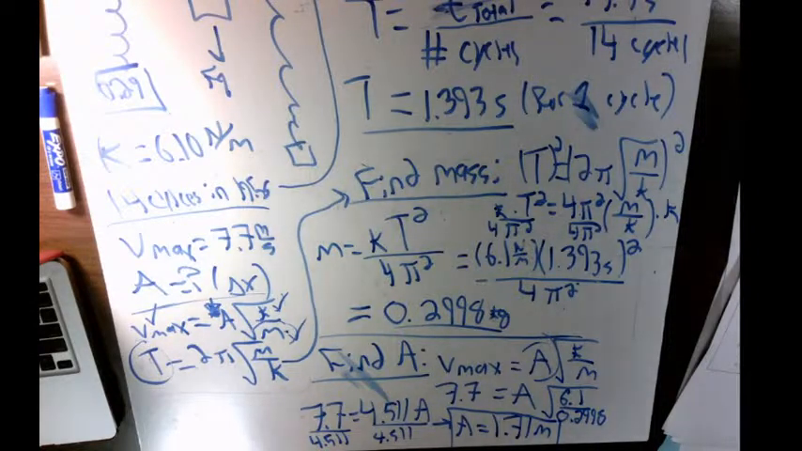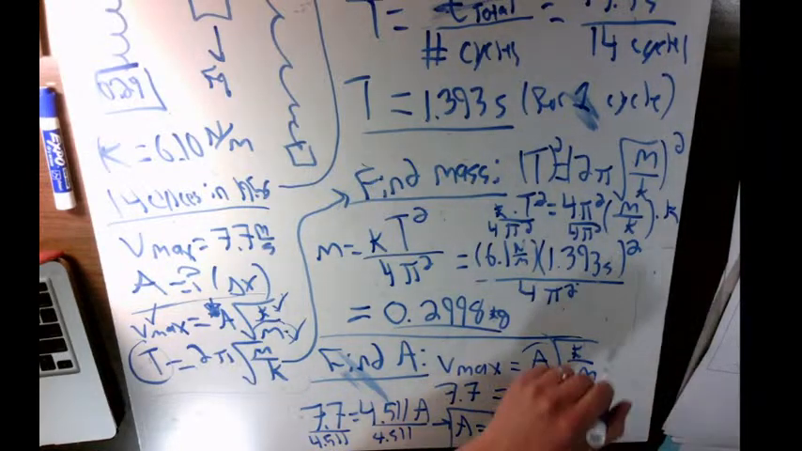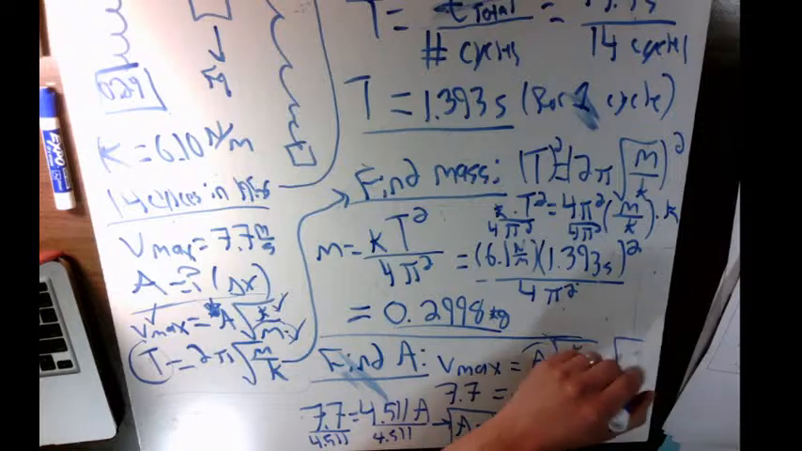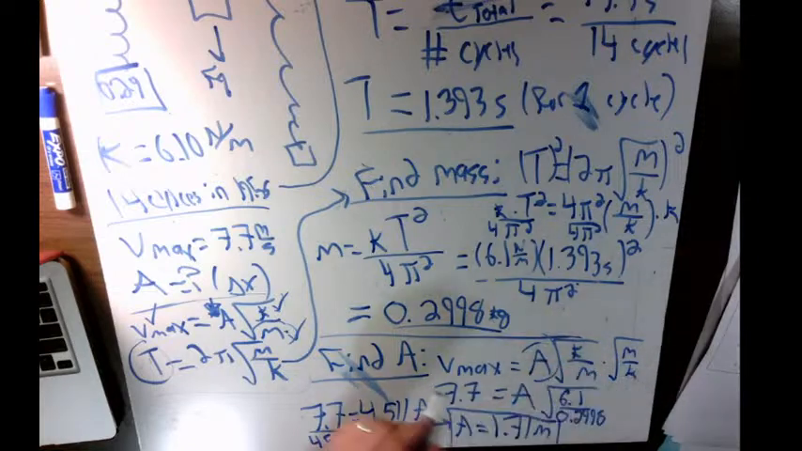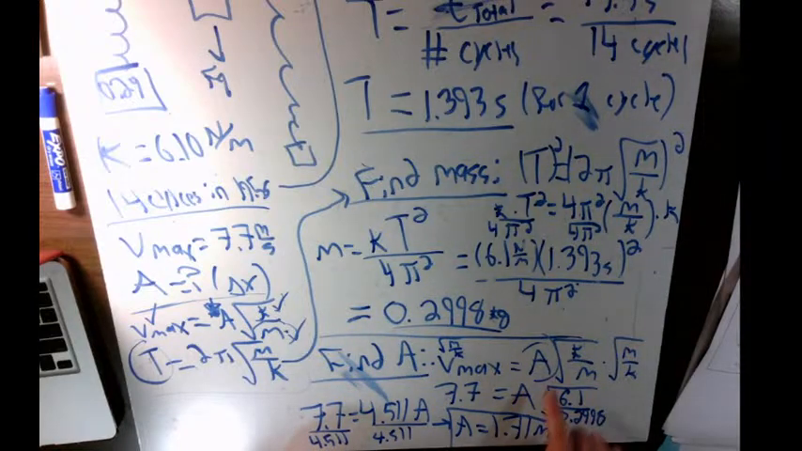You could algebraically solve for it by squaring everything and then taking a square root, or by multiplying by the reciprocal. Right, so if we multiply this by the square root of m over k and did the same thing over here, the amplitude is going to be equal to 7.7, or Vmax, times the square root of 0.298 divided by 6.1, the reciprocal of this.